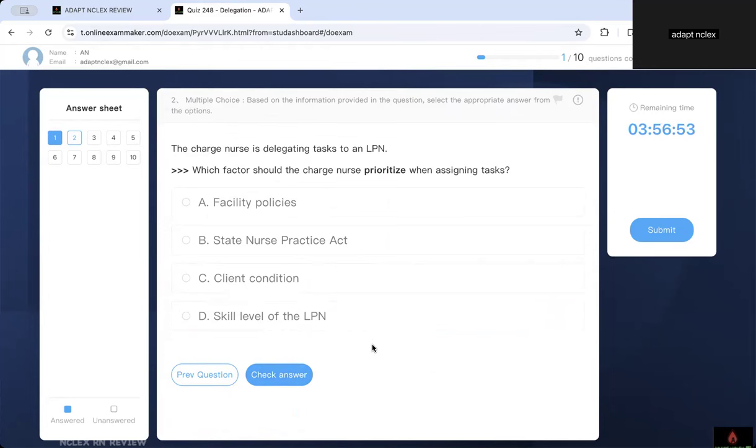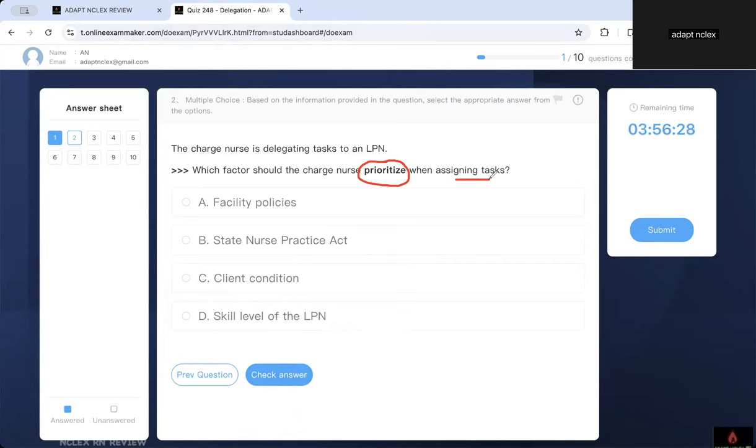Which factor should the nurse prioritize when assigning tasks? That's the buzzword, assigning tasks, underlining assigning. But pay attention to the word prioritize. It's the most important in the question. Always go for the words that will help you answer the question. This is the most important. Even though assigning tasks is okay, prioritize. That's why I underlined it.